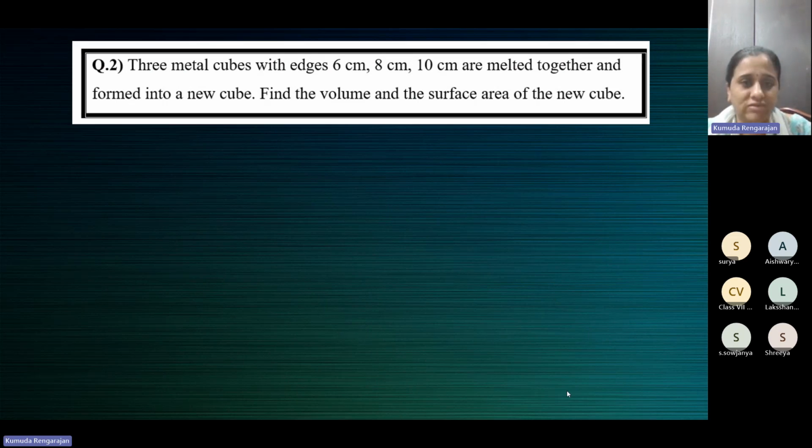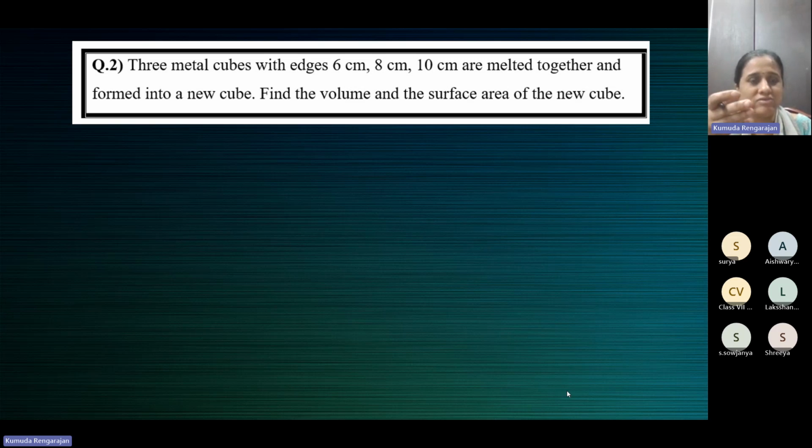Three metal cubes with edges 6 centimeter, 8 centimeter, 10 centimeter are melted together and formed into a new cube. Find the volume and the surface area of the new cube. So now there are 3 different metal cubes. One cube of edge 6 centimeters, another cube slightly bigger, edge 8 centimeters, the third cube still bigger, edge 10 centimeters.